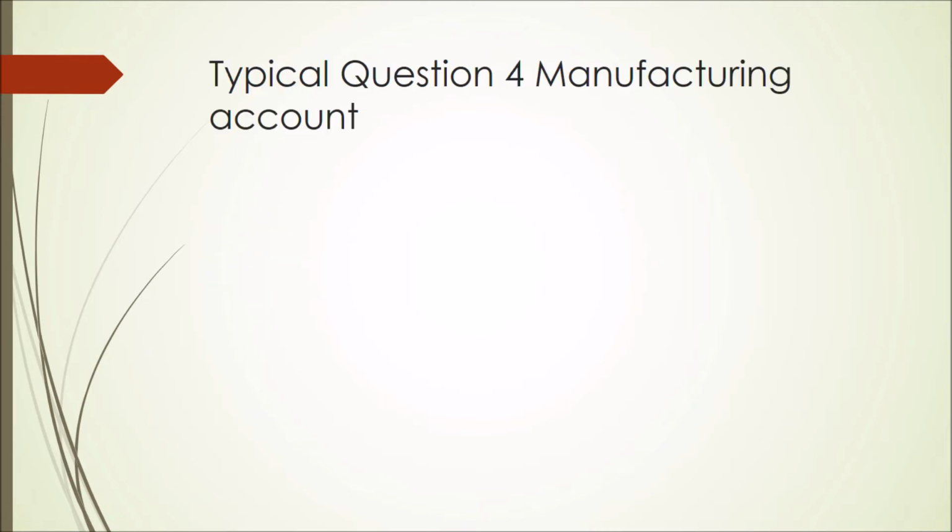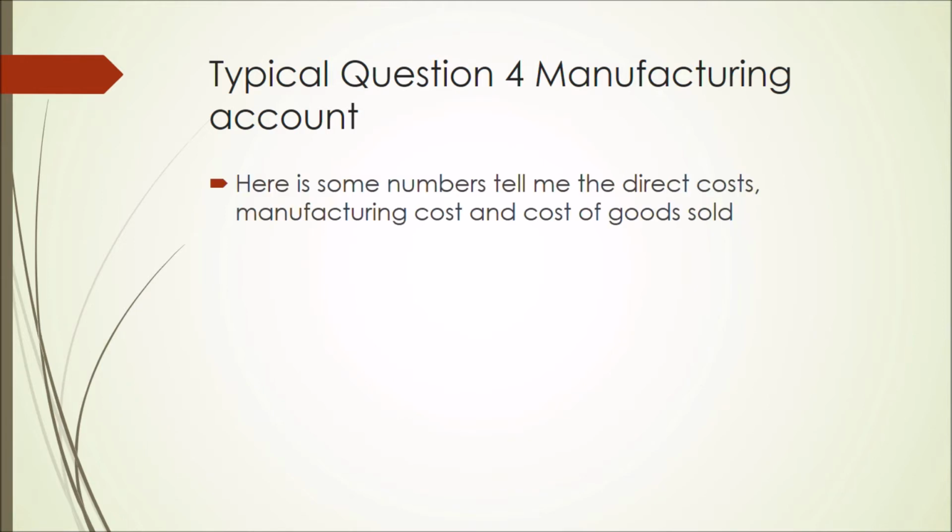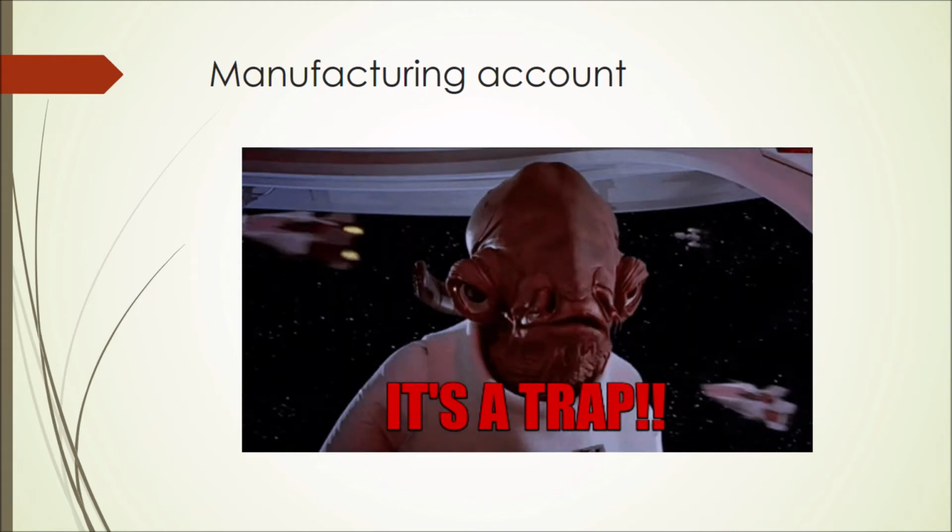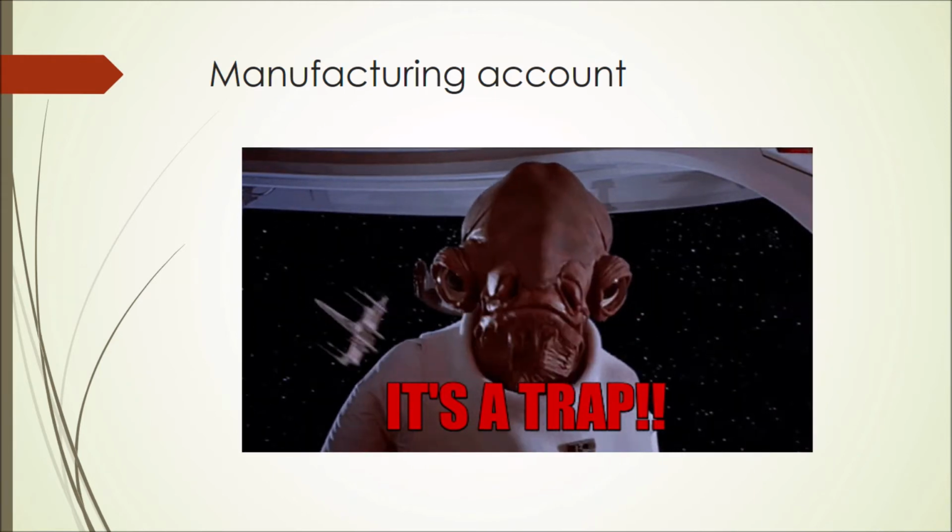Okay, so we're going to have a typical manufacturing question, and we're going to have some numbers, and the question is typically going to say, tell me the direct costs, the manufacturing costs, and the cost of goods sold. So you'll have a whole host of numbers, and tell me these 3 figures. And the first thing you've got to remember, here we go, Admiral Akbar comes up, it's a trap.